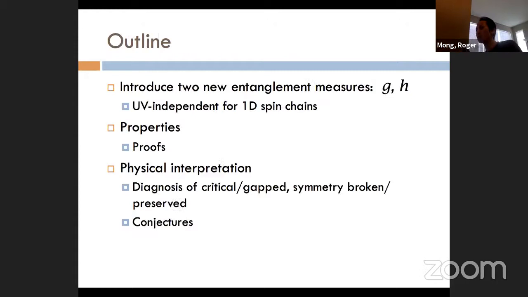And so the point of what I want to talk about today is I want to introduce two new entanglement measures, which happen to be UV independent for a 1D spin chain. Basically what that means is that when you compute these entanglement measures, you don't have to worry about lattice length scale physics. They basically are subtracted away. For lack of better names, they're called G and H. After I introduce them, I'll talk about their properties and certain physical interpretations, what they can diagnose, and what looks different or the same under these entanglement measures.